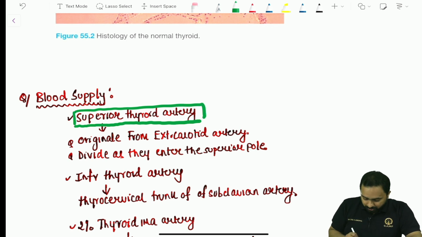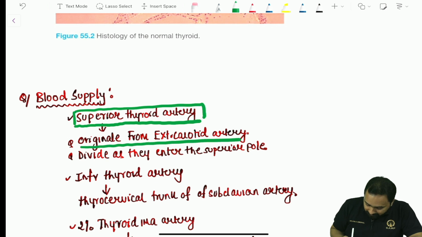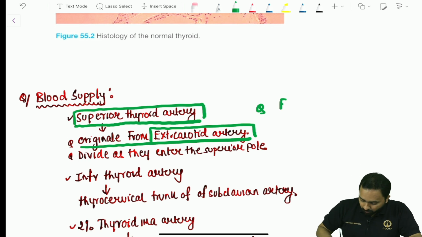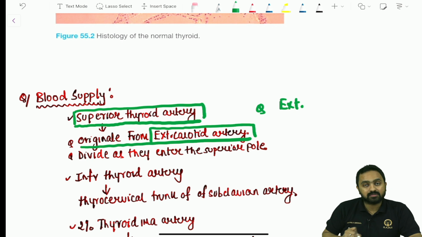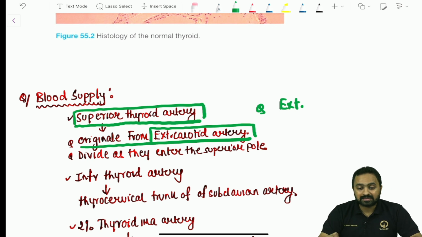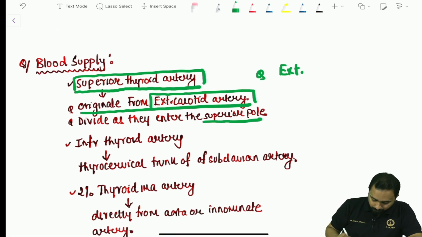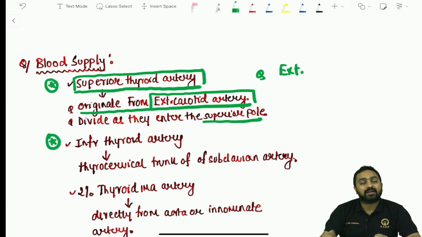It is a branch from your external carotid artery. Now, students often confuse it as a branch of the internal carotid artery. So no, my dear students, the superior thyroid artery is a branch of the external and not the internal carotid artery, and the important part is that it divides as it enters the superior pole. Right.